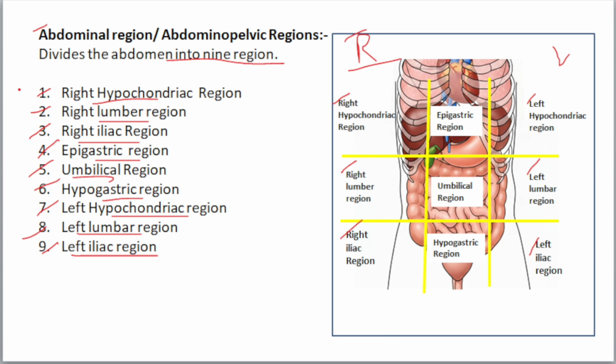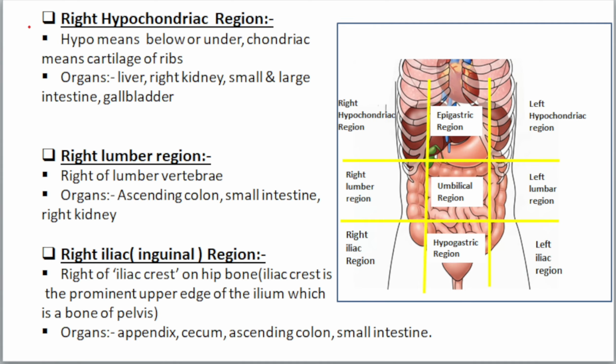First, the right hypochondriac region, where hypo means below or under and chondriac means cartilage of ribs. The region under the cartilage of the ribs is called the hypochondriac region. The organs include the liver, right kidney, small and large intestine, and gallbladder, all present in the right hypochondriac region.